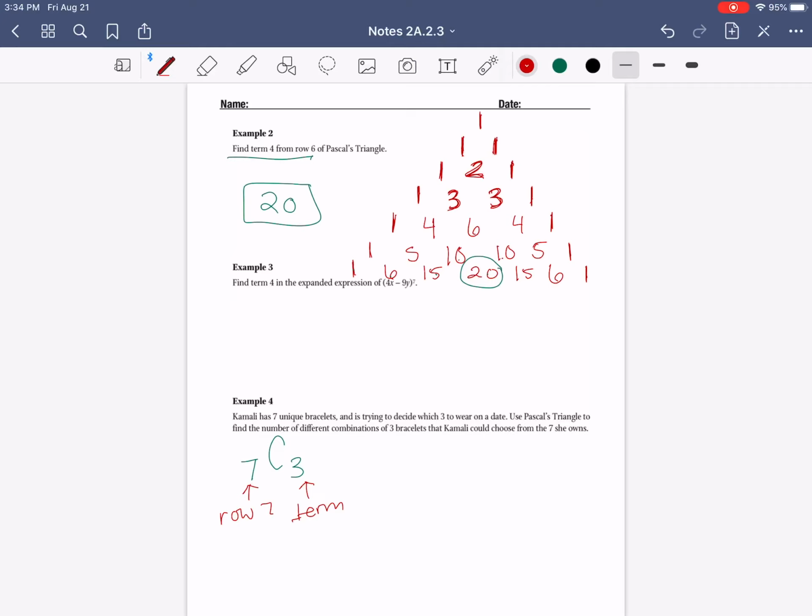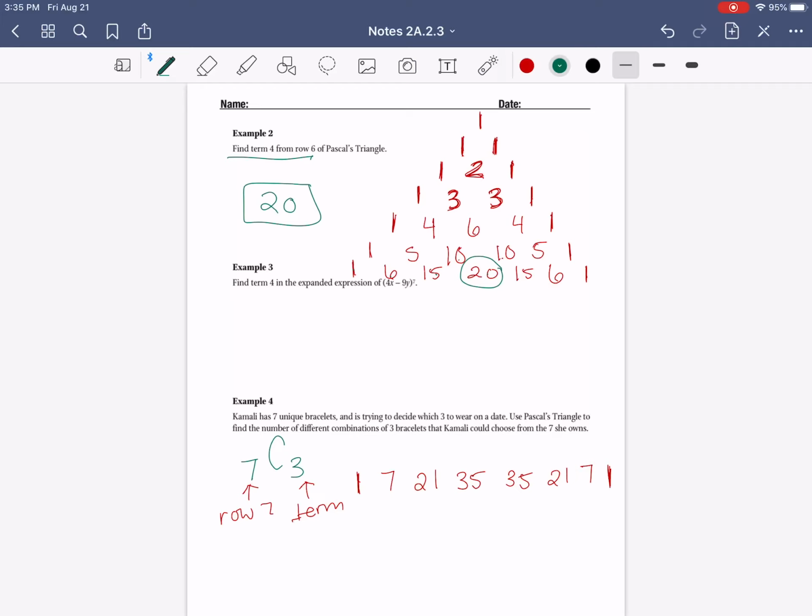We already have Pascal's triangle up here for row 6, but we need row 7. So I'm just going to go up to example number 2 and figure out what row 7 would be. You would have a 1 on the outside, remember? And then you would fill it in by adding 1 and 6 to get 7. 6 plus 15 is 21. 15 plus 20 is 35. 20 plus 15 is 35 again. 15 plus 6 is 21. 6 plus 1 is 7. So this is row 7 of Pascal's triangle. I just used the triangle up in example 2 and came up with my numbers. So we have row 7, term 3.